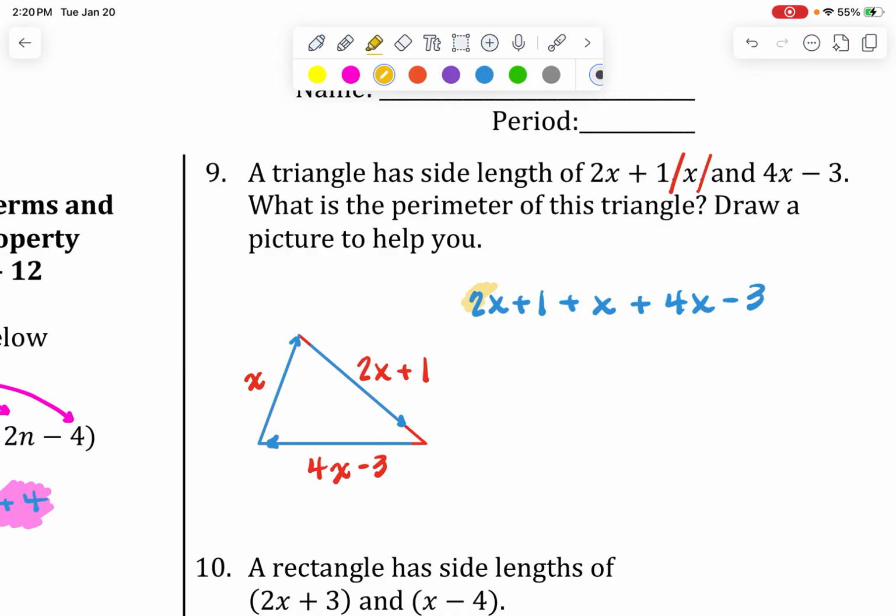We want to look for all of those like terms. So I've got a 2x plus a 1x plus a 4x, right? And that's going to give us 7 total x's. And then we're going to find that plus 1. Let me pick a different color. Let's use purple. Plus 1 constant minus 3. So that's going to end up giving us a minus 2 on the end. And that's it. That's our answer, right? Just looking for the expression that represents the perimeter. We can't actually solve it or anything because we don't have enough information for that yet.